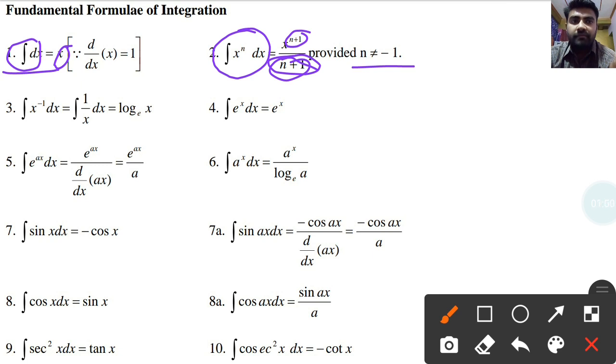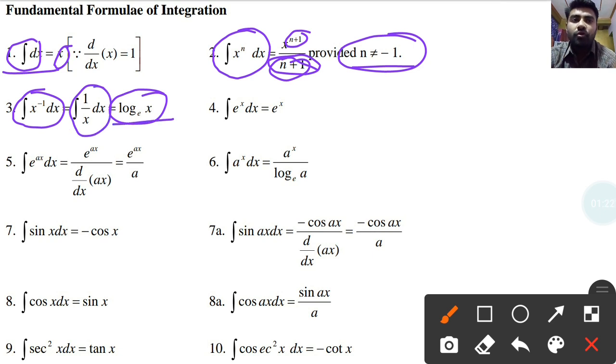Integration of x raised to minus 1 dx, right? So if it is x raised to minus 1 dx, now this rule is violated because n must not be equal to minus 1, but that answer will be in log. So integration of 1 upon x dx is equal to log x, right? We will not get a direct power value like before, but it is log x.